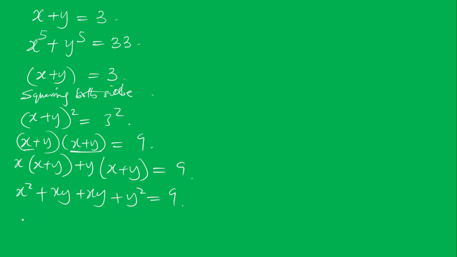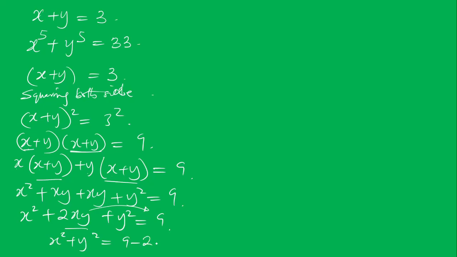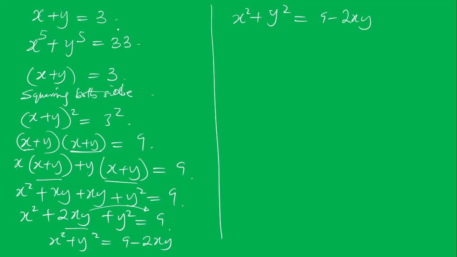From this expression, we now know that x squared plus 2xy plus y squared is equal to 9, which implies that if you move 2xy to the other side, x squared plus y squared is equal to 9 minus 2xy. So now we have equation 1, equation 2, equation 3.